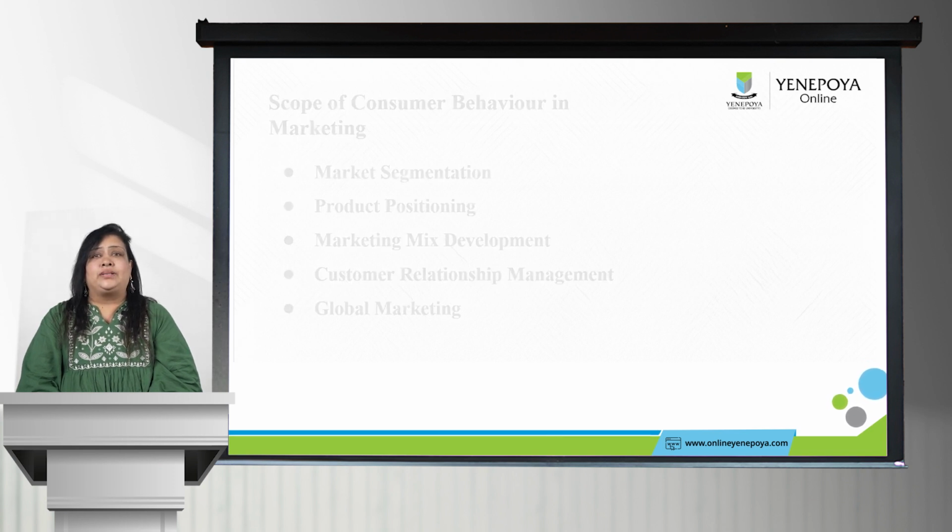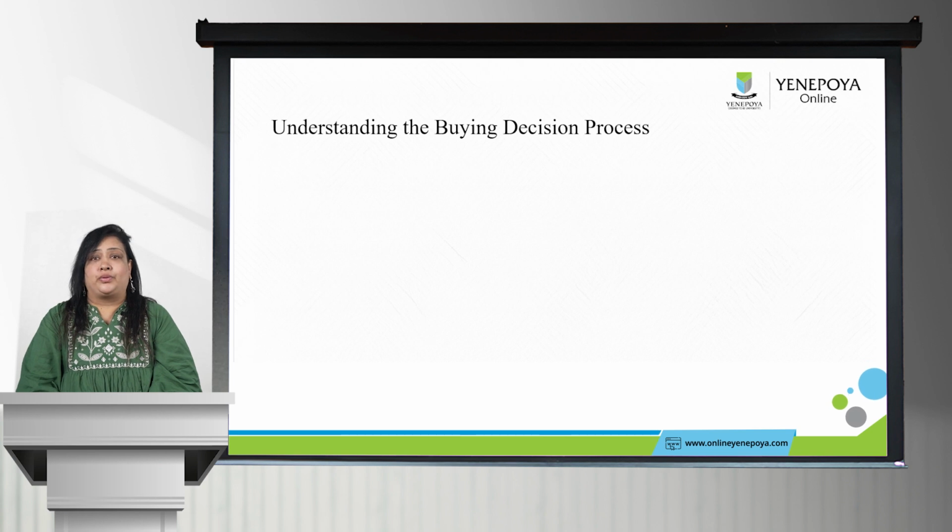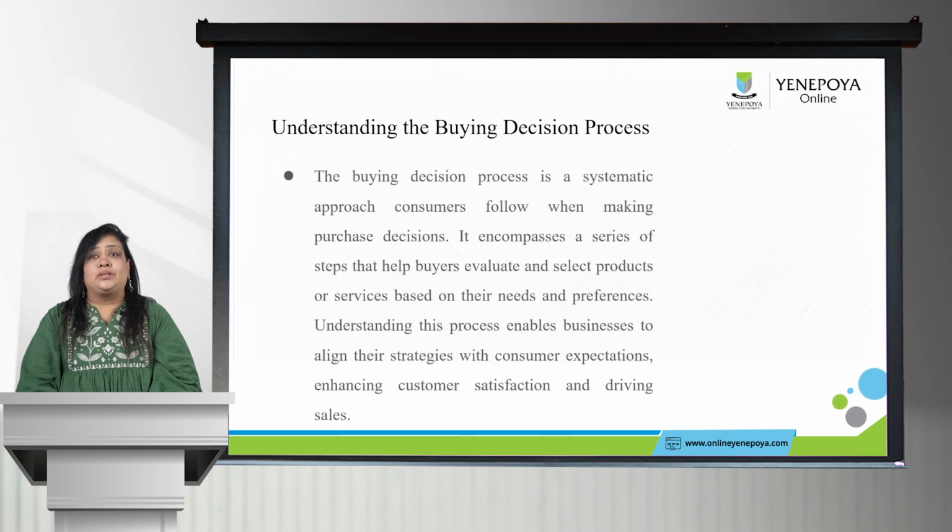Let us understand the buying decision process. The buying decision process is a systematic approach consumers follow when making purchase decisions. It encompasses a series of steps that help buyers evaluate and select products or services based on their needs and preferences. Understanding this process enables businesses to align their strategies with consumer expectations, enhancing customer satisfaction and driving sales.